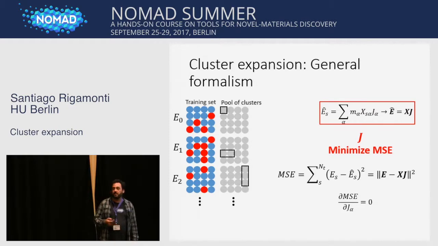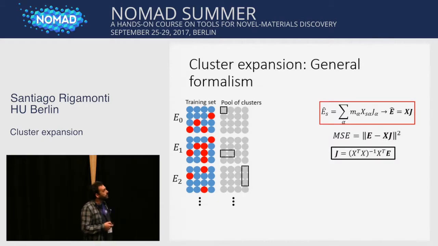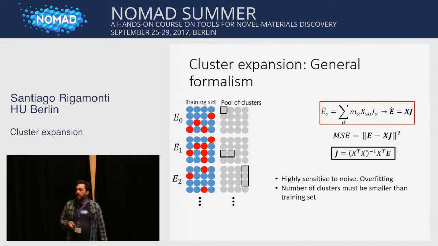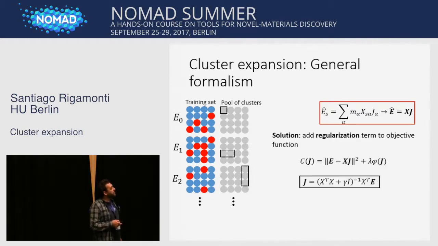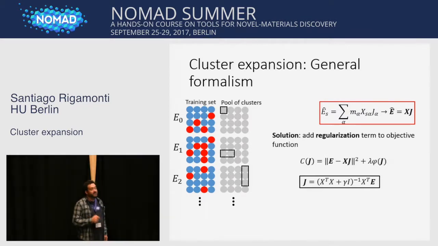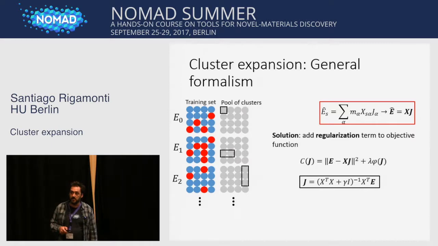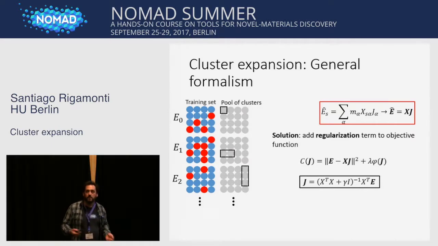We minimize, in principle, the mean square error. This is the easiest way to do it. And there is an analytical solution for this that is written in terms of the correlation matrix. However, this matrix cannot be inverted when the number of clusters is larger than the number of structures. Also, another problem is it is highly sensitive to noise and leads to overfitting. So the solution is to add regularization terms, as here the L2 norm. That also has an analytical solution that this time this matrix can be inverted if you have more clusters than structures. So you can play a lot more with different models.